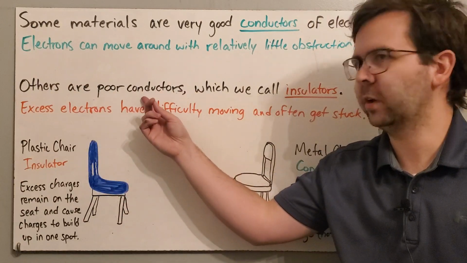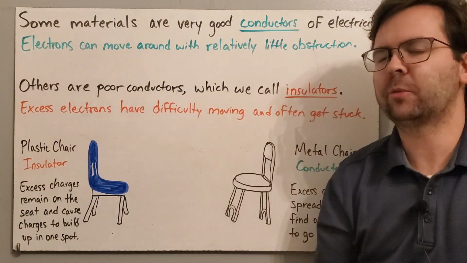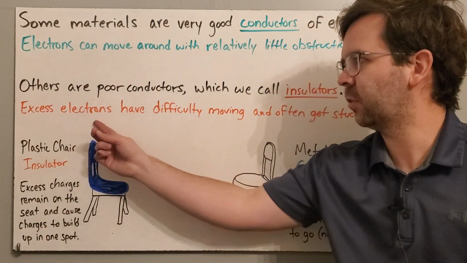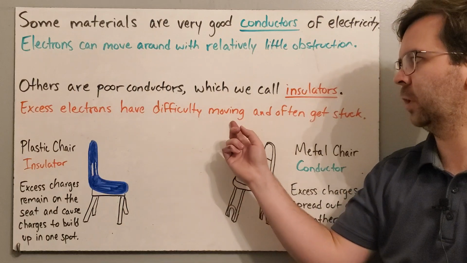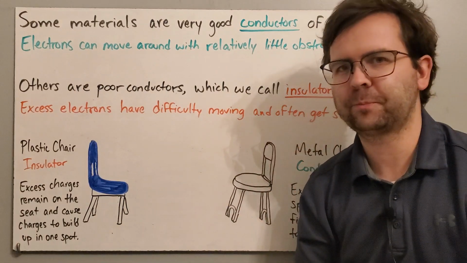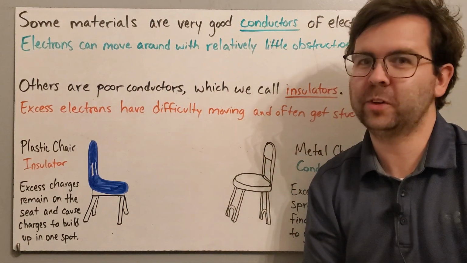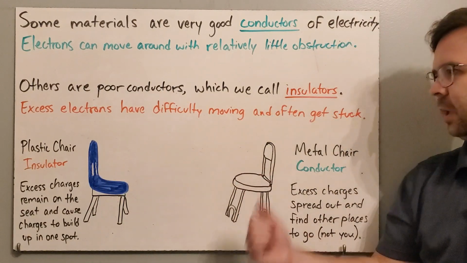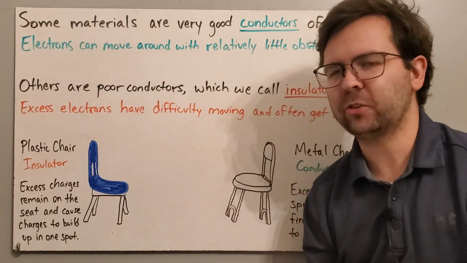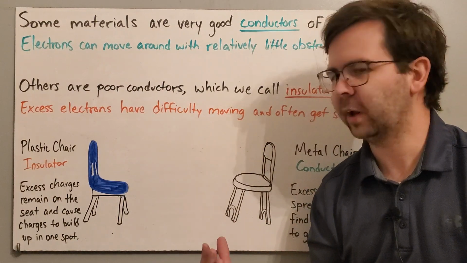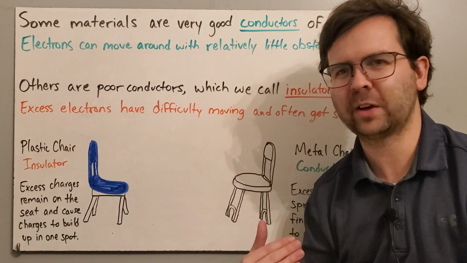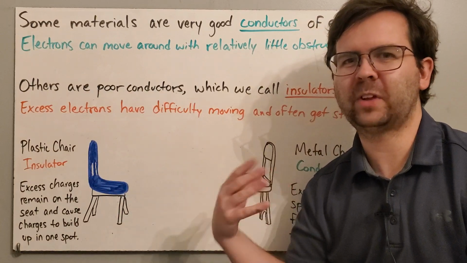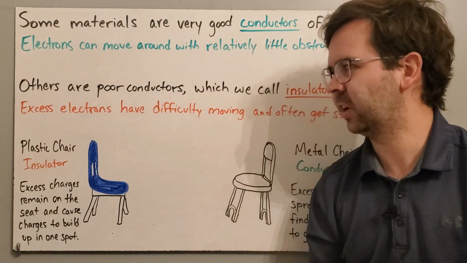Others are poor conductors, which we sometimes call insulators, and in these materials, excess electrons have difficulty moving and often get stuck. I think a great illustration of the difference between a conductor and an insulator are plastic chairs versus metal chairs. On a plastic chair, I don't know if you've ever experienced this, but in my high school we had a lot of these plastic chairs that if you were to sit down on them, you would often get staticky and you would get shocked if you touched anything metal.